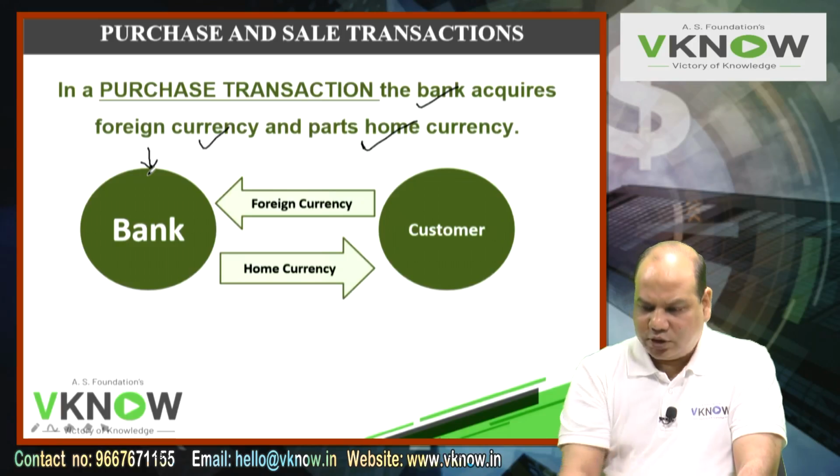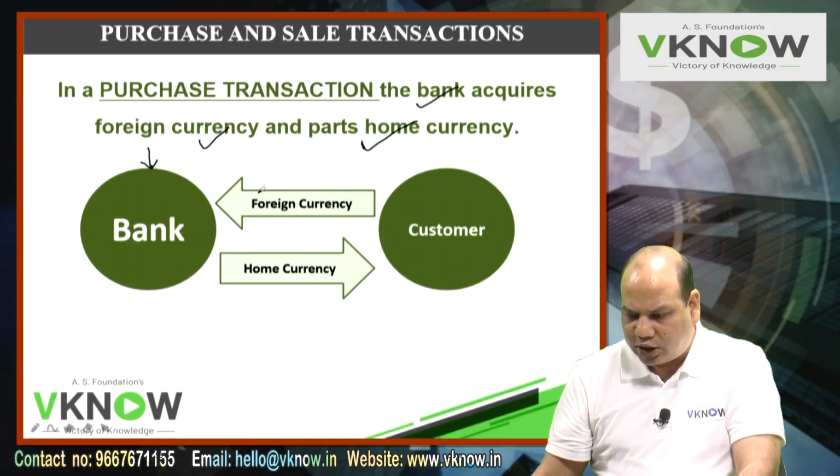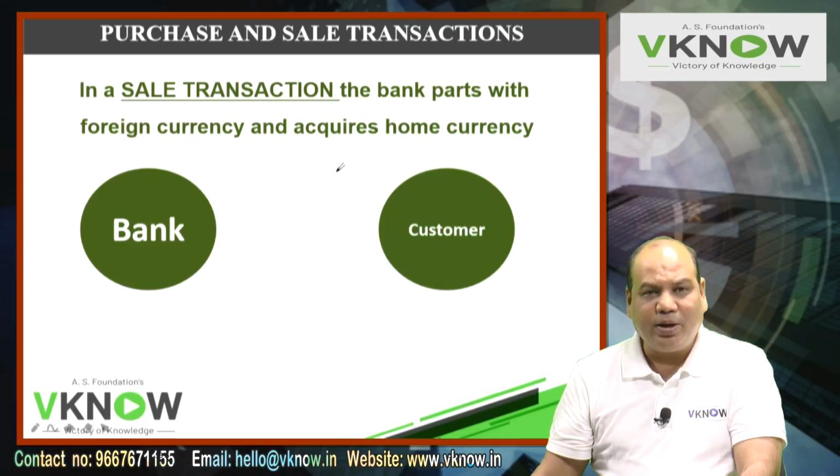The bank is buying foreign currency, the bank is selling home currency. If you can just draw the diagram and look at the arrow for foreign currency, if the arrow is towards the bank, the bank is buying foreign currency. Now in a sale transaction, the bank parts with foreign currency and the bank acquires home currency. Again the diagram. A good student will keep writing.